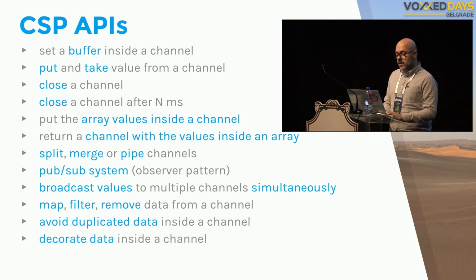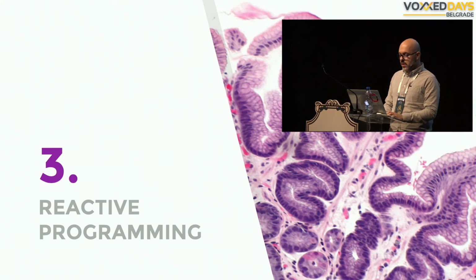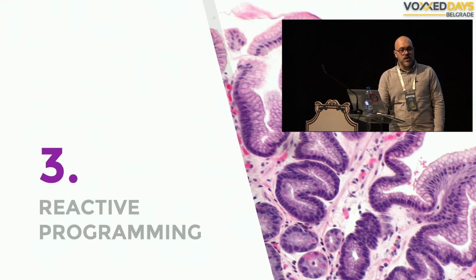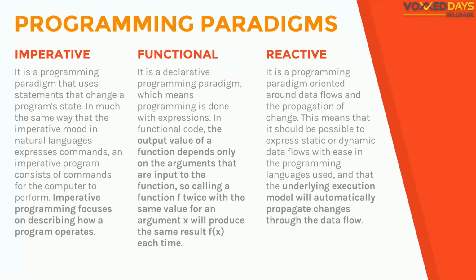And the interesting part is, in my opinion, CSP is not well known inside the front-end community, but it should be, because it is the ancestor of what reactive programming is. And let's talk about that for a moment. So what is reactive programming? Reactive programming is a programming paradigm, first of all. And as you know, there are probably several programming paradigms. There is imperative programming, functional programming, and now reactive programming.